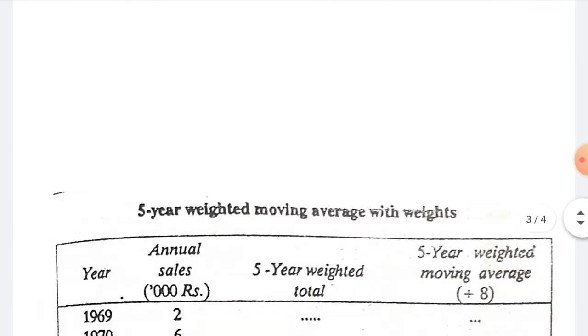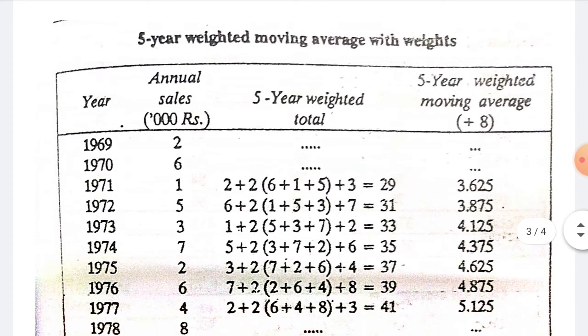Similarly, we have to find the 5-yearly moving average. They are given the weights like this: 1, 2, 2, 2, 1. That means the first value is multiplied by 1, the second, third and fourth values are multiplied by 2, and the last value, the fifth value, is multiplied by 1. So that's why they are given the weights. Using that weight you have to find it.